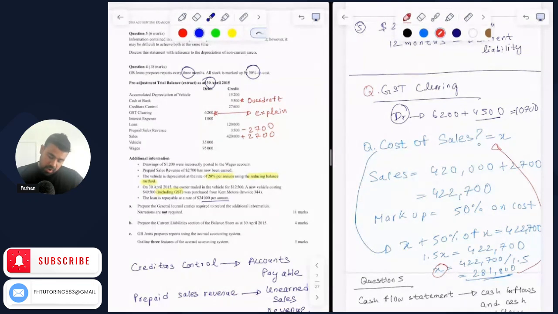Now we can discuss the last question. Okay, so let's see what that is about. Outline 3 features of the accrual accounting system. Okay, so I'm going to have a discussion here. When we think of the accrual basis accounting concept, it tells us to calculate profit based on all the revenues that have been earned and all the expenses that have been incurred by the business.